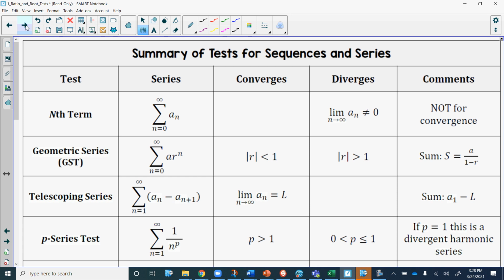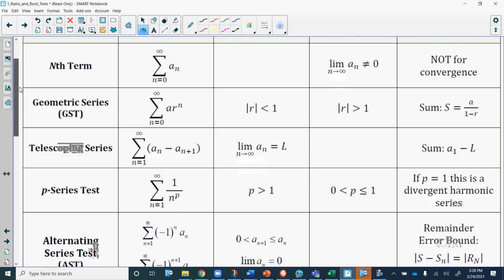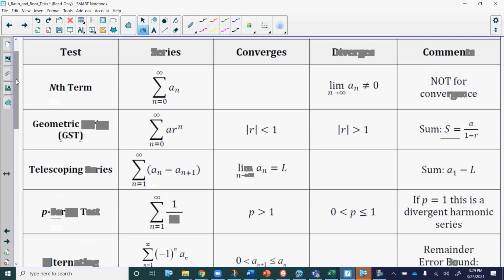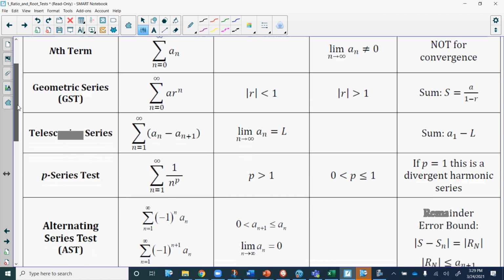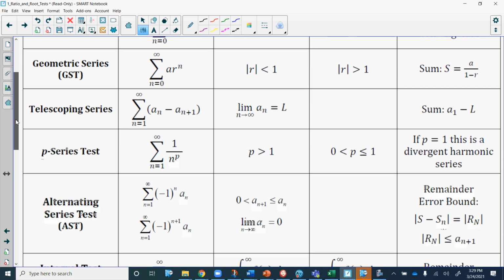Now those of you that are following along with this lesson for my class, you have this in your notes. If you just randomly came across this information on YouTube, here is kind of a summary of everything that we've done with our tests. The nth term test really only tests for divergence, as long as the limit does not equal 0. Geometric series, telescoping series, that's kind of the real unique one. That's kind of the unicorn. You're not going to really see that much.